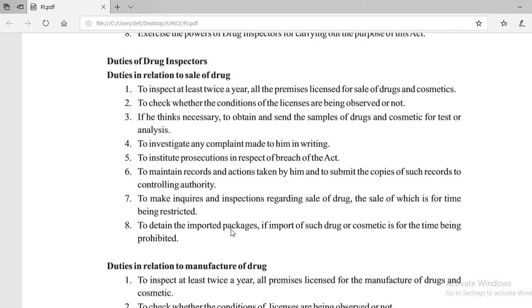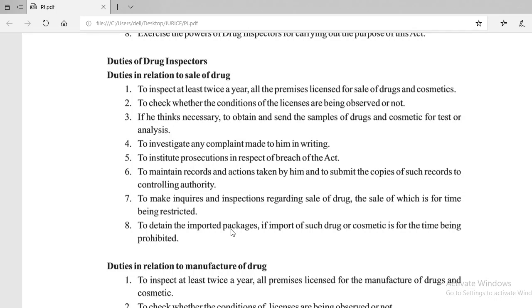Okay, one is to inspect at least twice a year all the premises licensed for sale of drug and cosmetic. Means at least twice a year he should visit the premises where the drug is being sold. At least twice means he can go several times, but the duty of the drug inspector is he should go at least twice a year. Then to check whether the conditions of the license are being observed or not. We have seen how one can achieve a license in the Pharmacy Act. But that act also mentions some conditions on which the license is given.